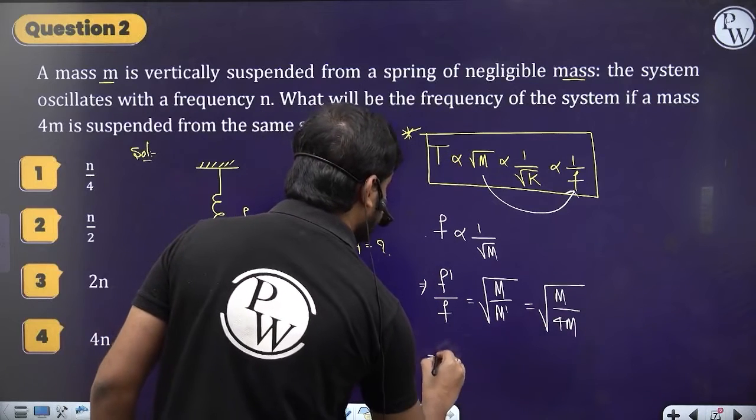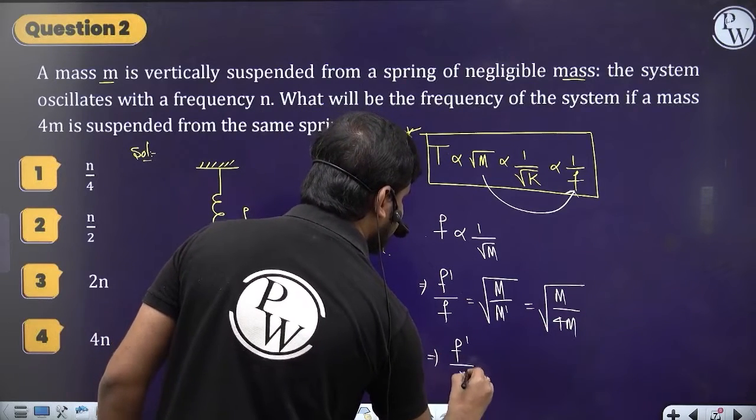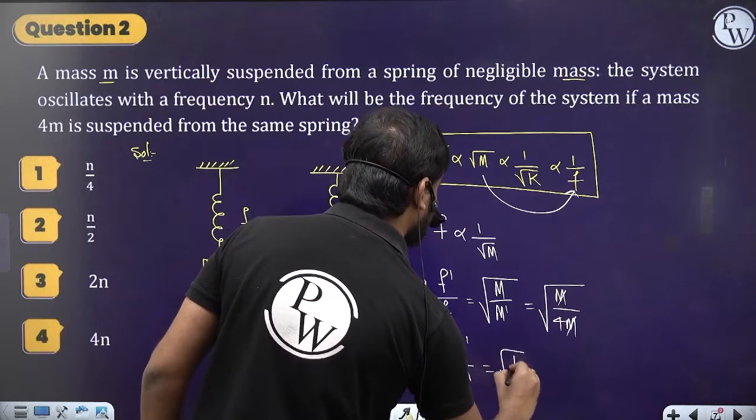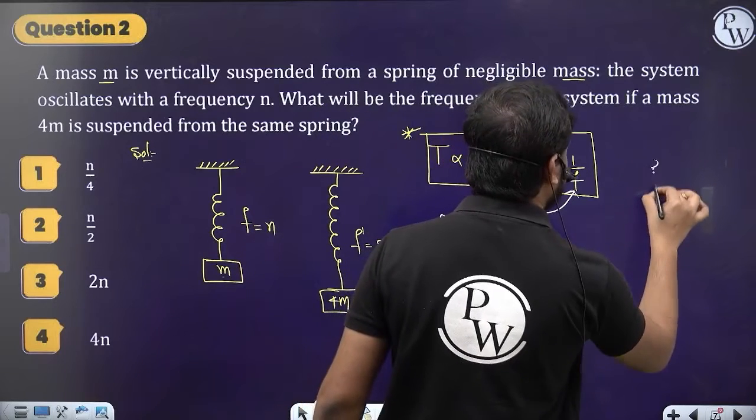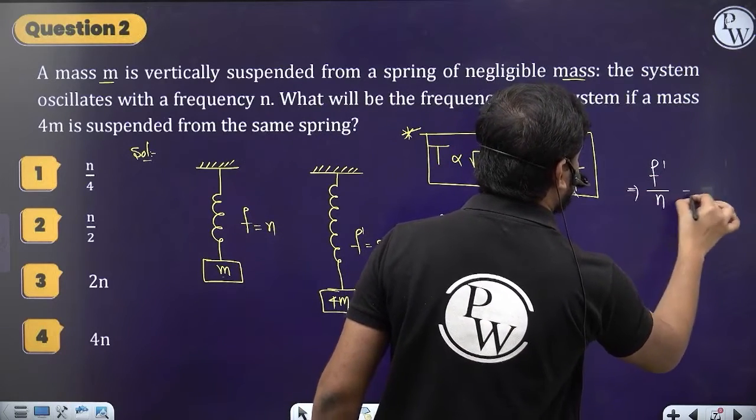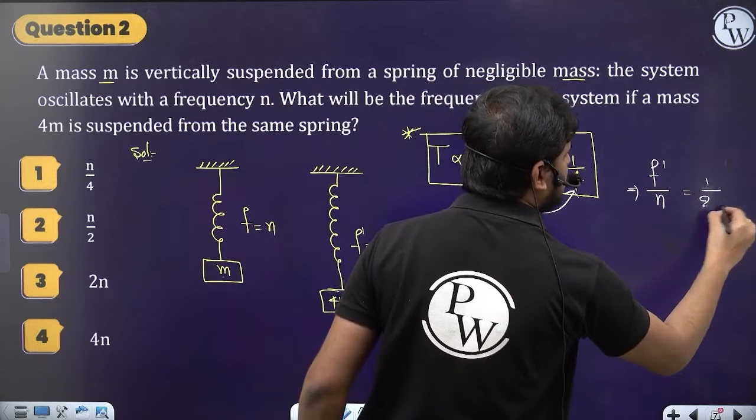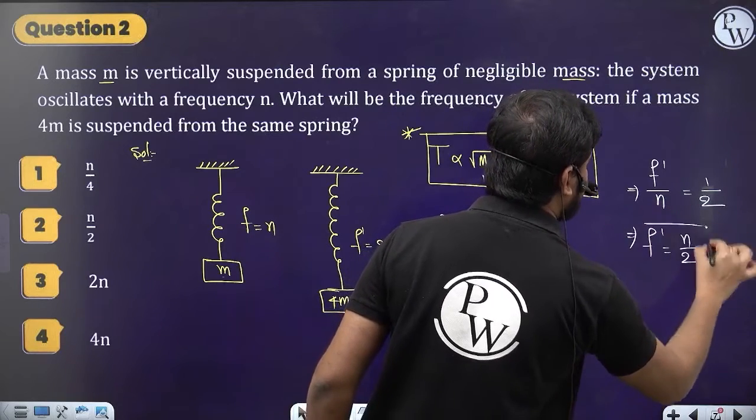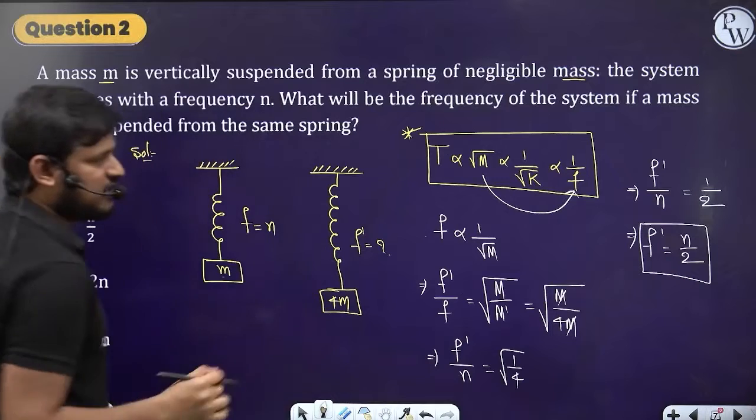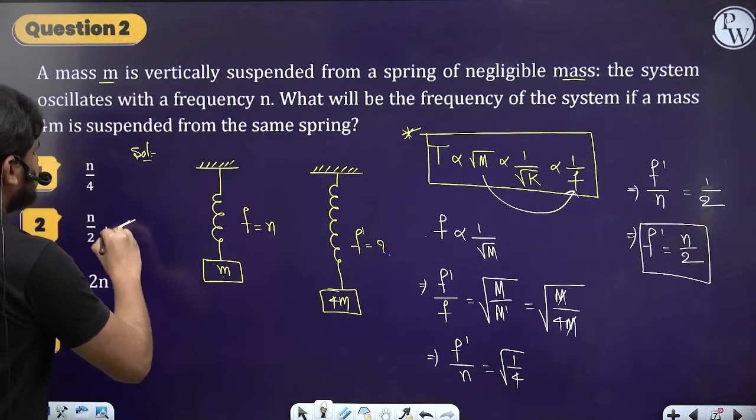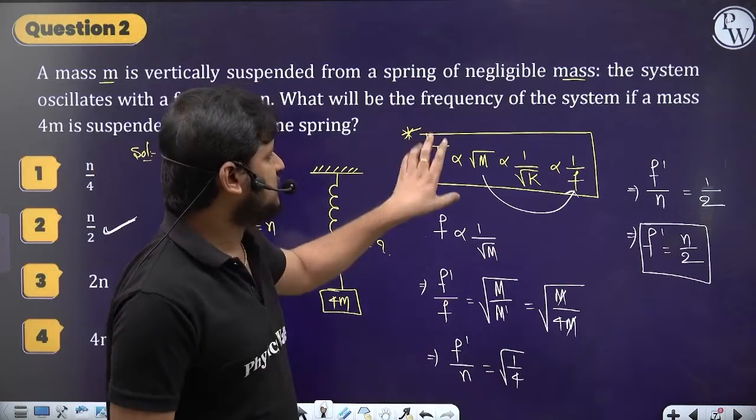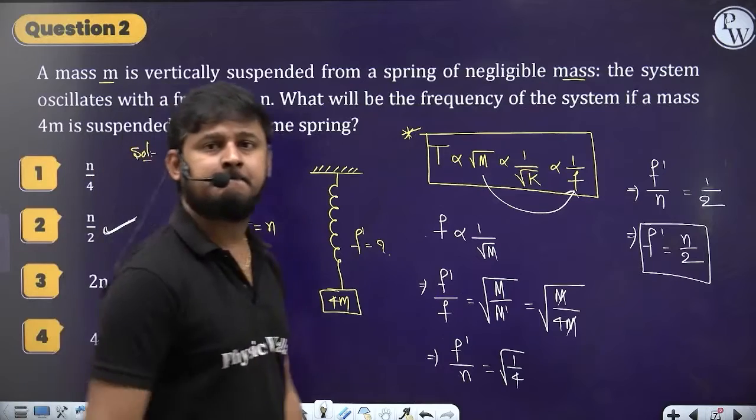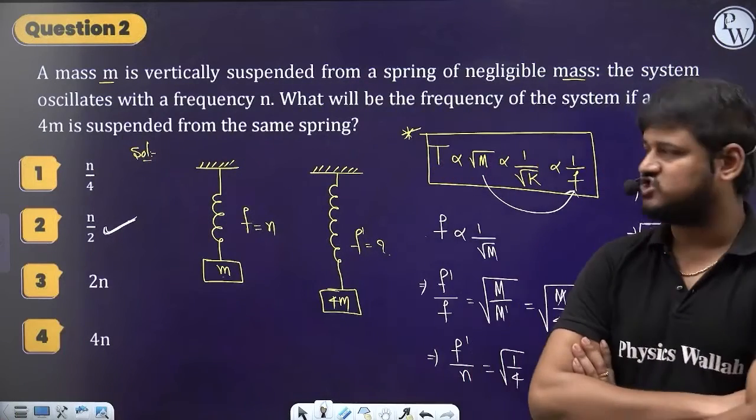Chalo. So f dash we have to find, and f is n. So m gets cancelled, so root over 1 by 4. So f dash by n is equal to 1 by 2. So from here, f dash is equal to n by 2. So that means the frequency in this case will become n by 2. Option 2 is the correct answer. Clear? So you should understand this relation so that you can solve the questions very easily. Understood guys? Clear? Chal. So let's move further.